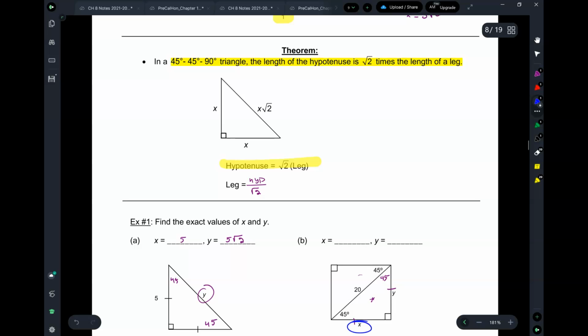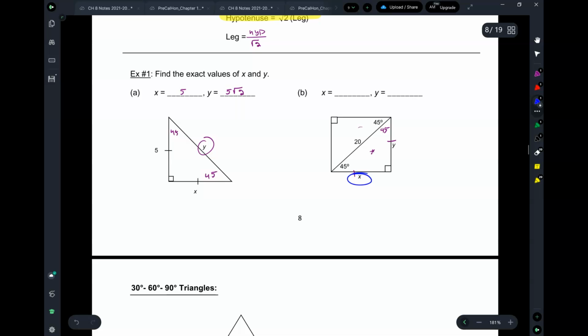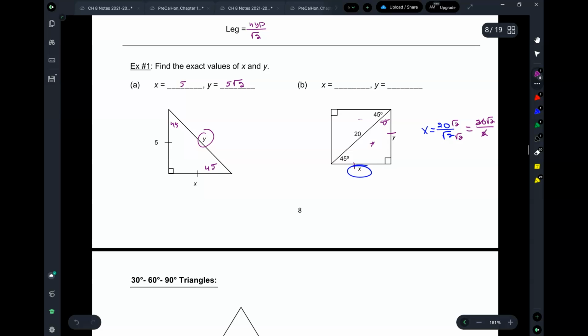What do we know about the size of the leg? It's the hypotenuse divided by root 2. So x is going to be, if I can write, 20 over root 2. And we're going to rationalize. So this is 20 root 2 over 2. What I need you to know is root 2 times root 2 is always 2. And now the 20 and the 2 cancel. So x is 10 root 2. Okay. So these are 10 root 2 and 10 root 2.